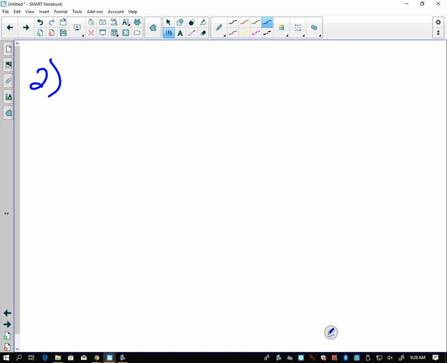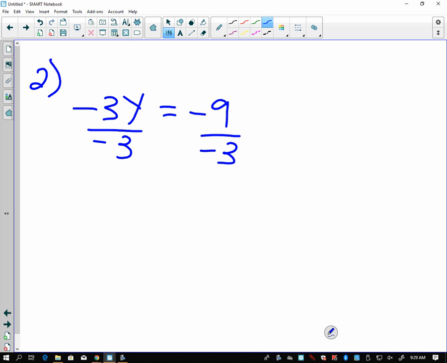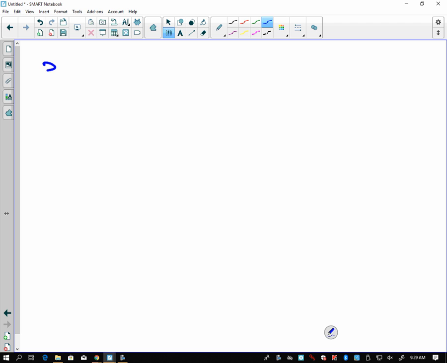Let's say we had negative 3y equals negative 9. What do I do there to solve for y? Divide by negative 3 on both sides. What happens whenever I divide a negative by a negative? It turns into a positive. What's negative 9 divided by negative 3? 3. All right, so we're prepared to multiply across and divide across, right? Feel pretty comfortable there. Let's look at another one.